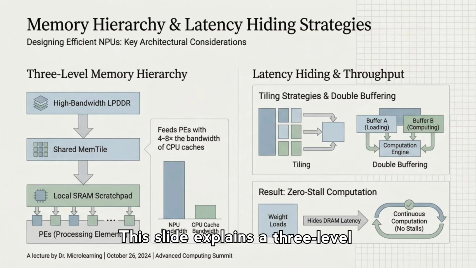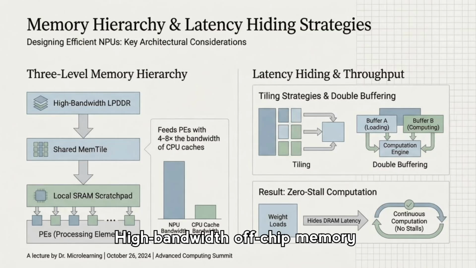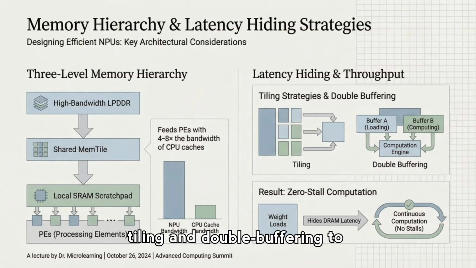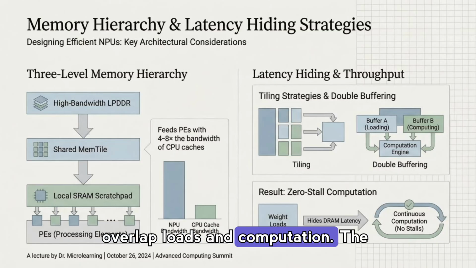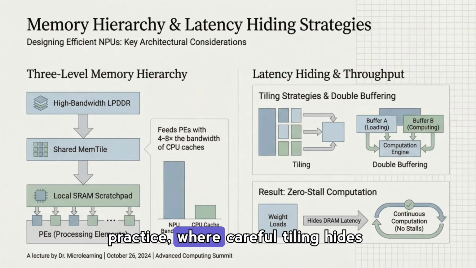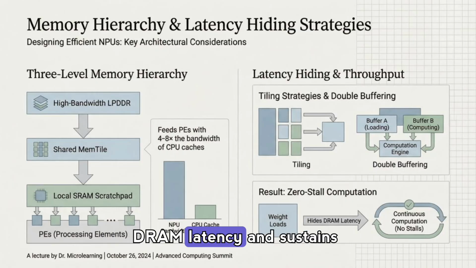This slide explains a 3-level memory hierarchy and latency hiding strategies used in NPUs. Higher bandwidth off-chip memory feeds a shared mem tile and then local SRAM scratch pads, enabling tiling and double buffering to overlap loads and computation. The result is zero stall computation in practice, where careful tiling hides DRAM latency and sustains continuous throughput.